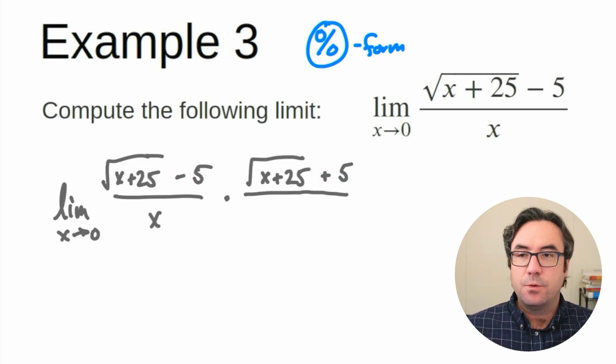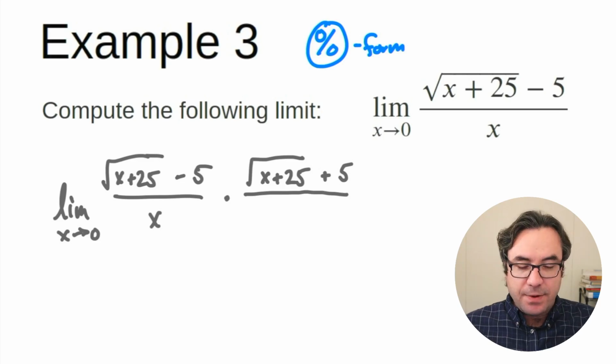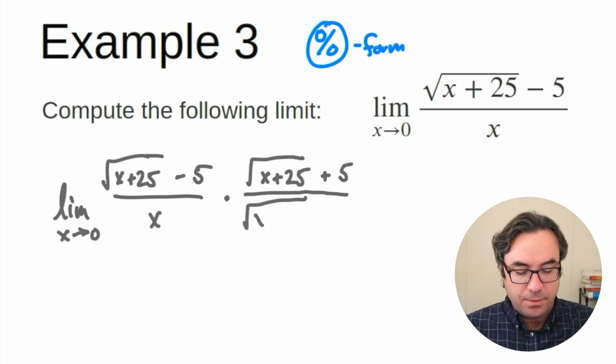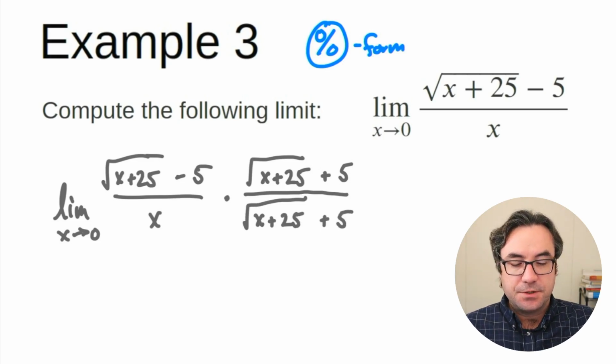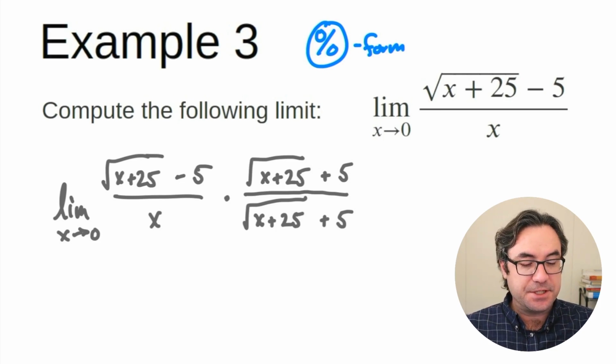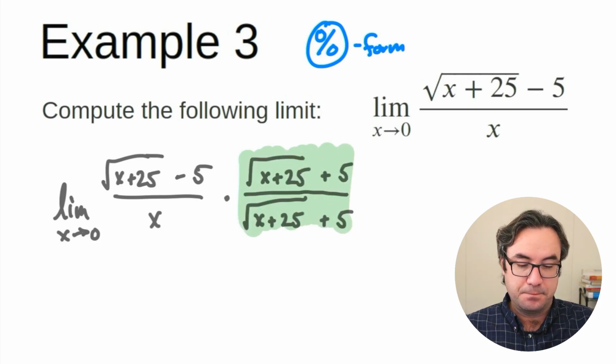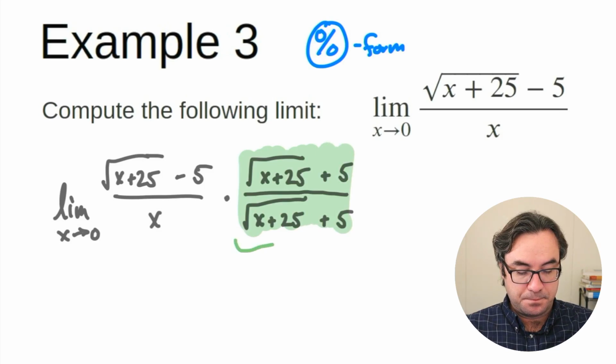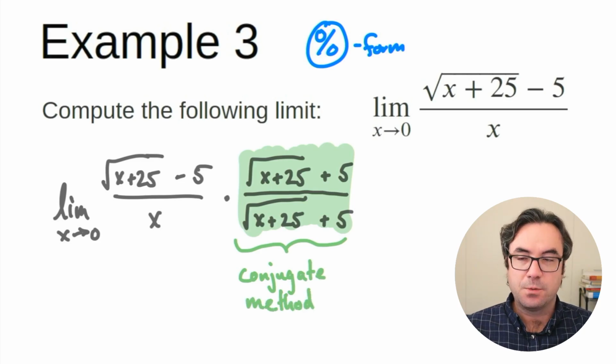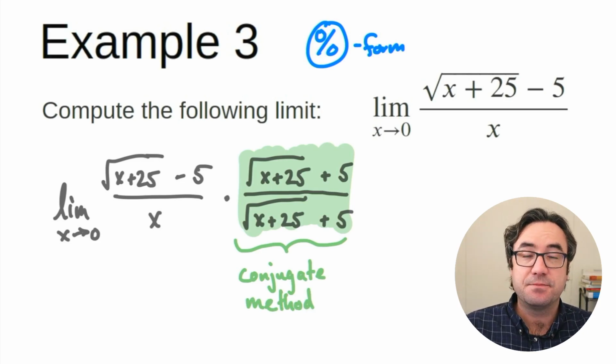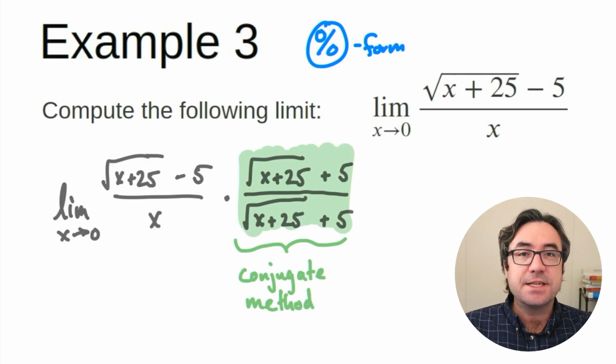And then we can't just multiply the numerator by something, because that gives us a whole different function. So instead, we also have to divide by it, because really what we're doing is just multiplying by a fancy 1. So this is the special part, this is the trick. We'll call this the conjugate method. What we're doing is trying to rationalize this numerator.